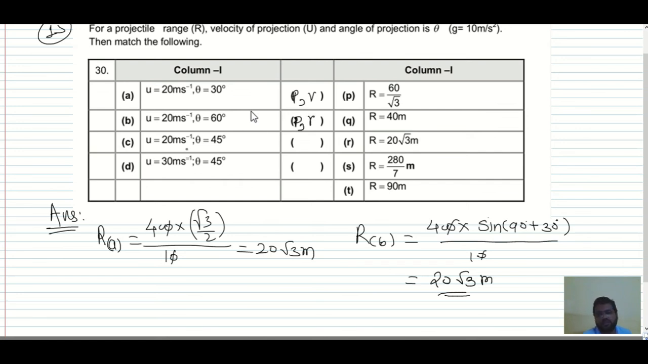Okay. Now u is equal to 20 and theta is equal to 45. It will be 400 divided by 10. So it will be 40 meter. 40 meter is given. This is also 40 meter. So it is QS. Okay. And the last one, 900 divided by 10. It will be 90. And 90 is given only in T, right? Anywhere else is 90 given? No, it is not given. That means T. So we have PR, QS and T will be the correct options for the given question.